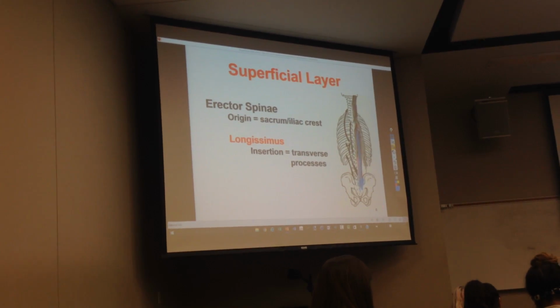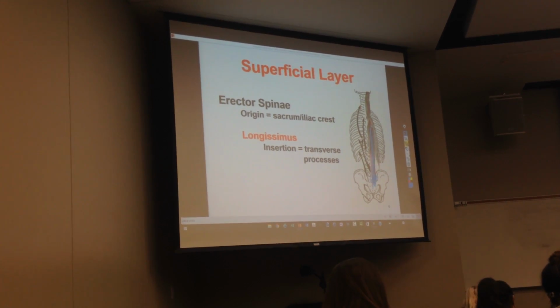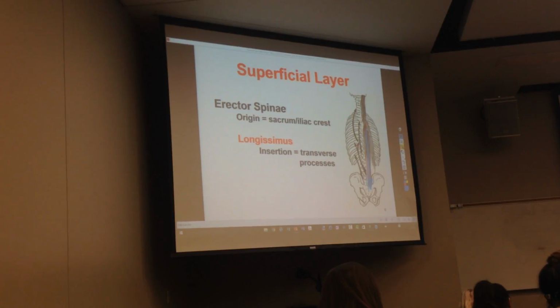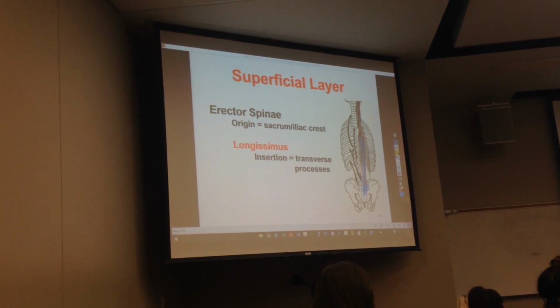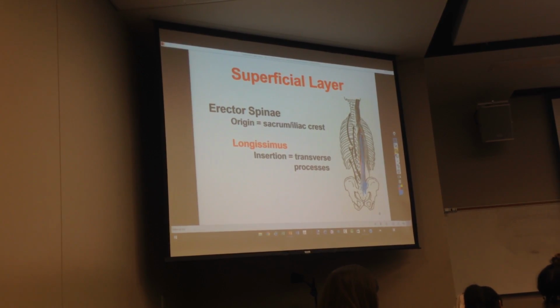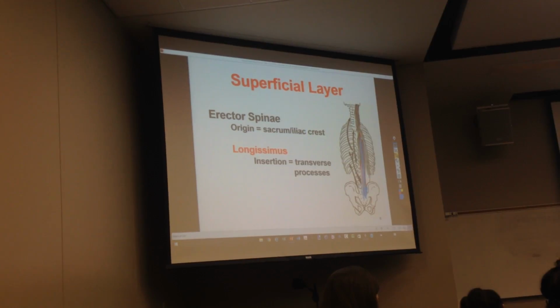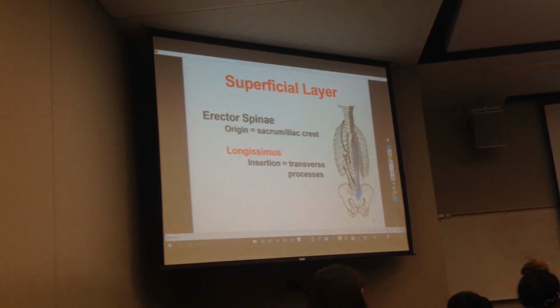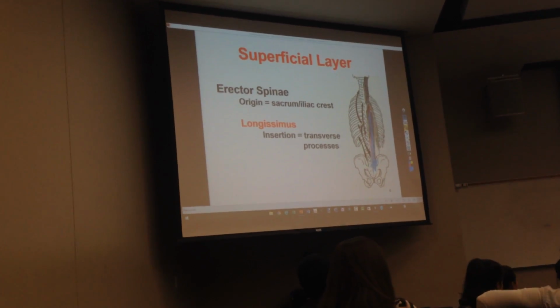Now this one is named for its appearance. This is the longest muscle in your entire body. And the modifier, issimus, means that it's very much whatever you're calling it, right? So it's long, that's why it's longest. And then if it's really long, then it's longissimus. That's why it's called longissimus. Longest muscle in your entire body, okay?